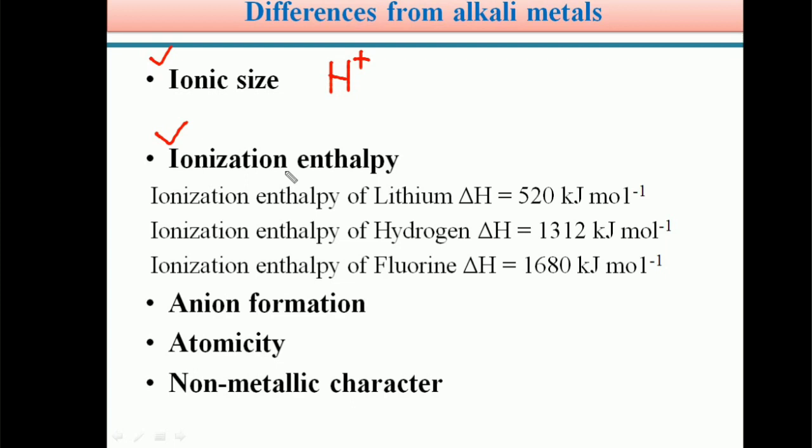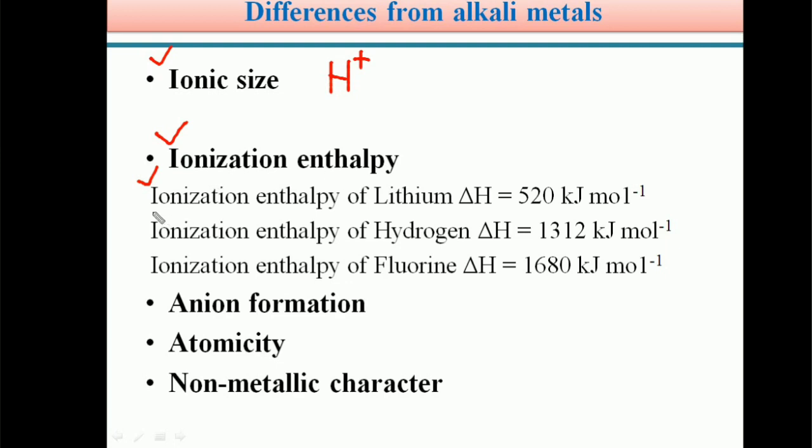That's why we use these alkali metals in the photoelectric effect. Students, in the lesson on atomic structure, we became familiar with the photoelectric effect. Whenever light falls on an alkali metal, electrons are ejected immediately. This phenomenon is called the photoelectric effect. But here the ionization energy of hydrogen is high when compared with the alkali metals. So hydrogen's ionization enthalpy is high, but the alkali metals' ionization enthalpy is low. This is the difference from the alkali metals.